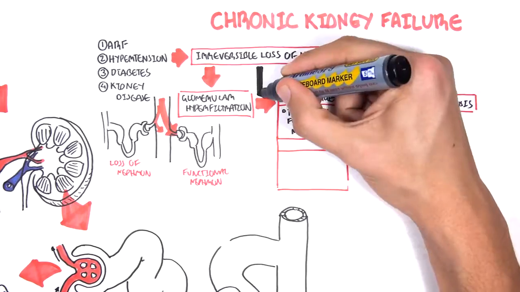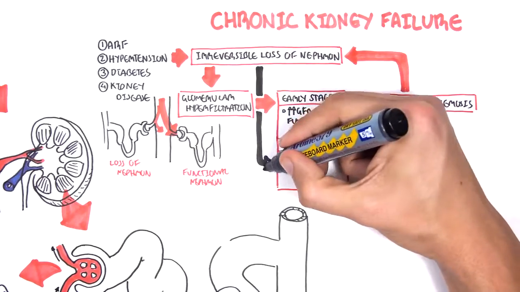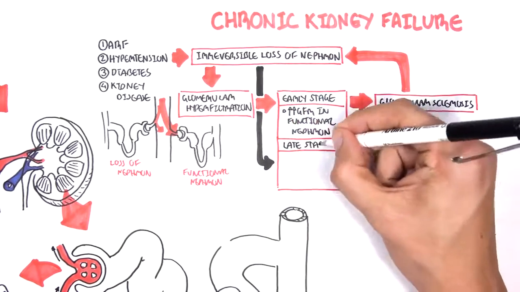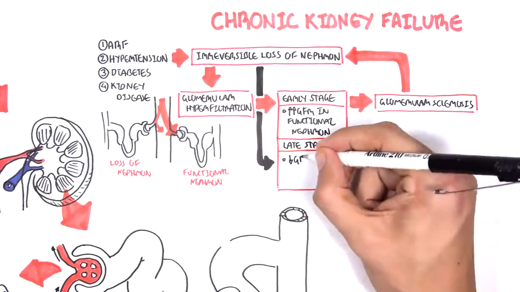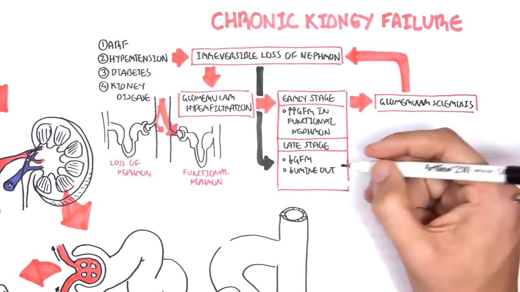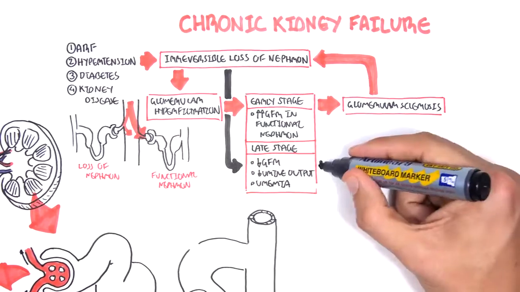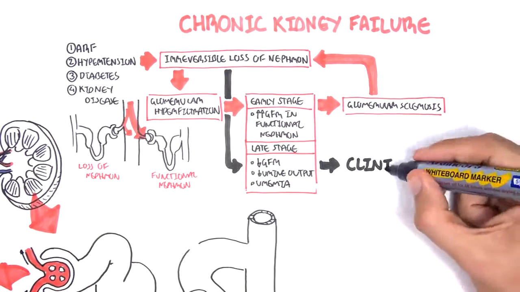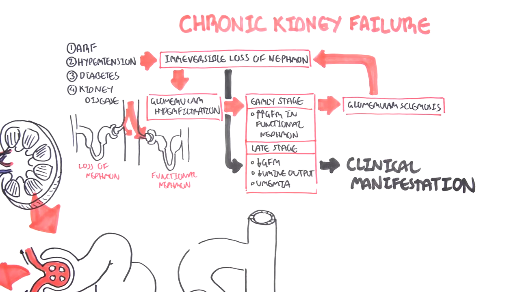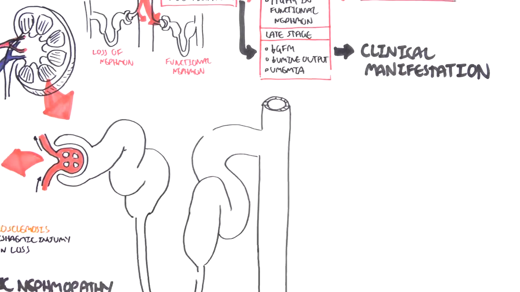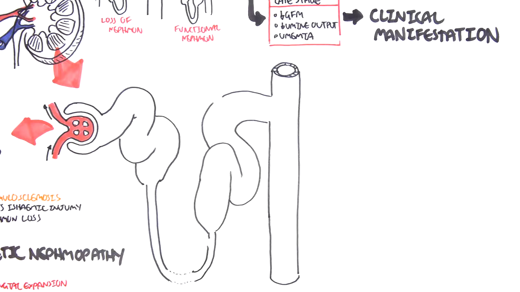In the late stage, you lose so much of your kidney's function that your GFR decreases, your urine output decreases, and you begin to retain waste, resulting in uremia. All this leads to the clinical manifestations of chronic kidney failure.